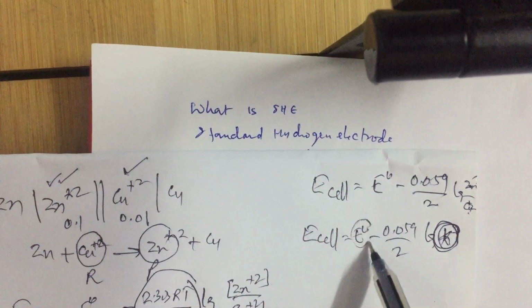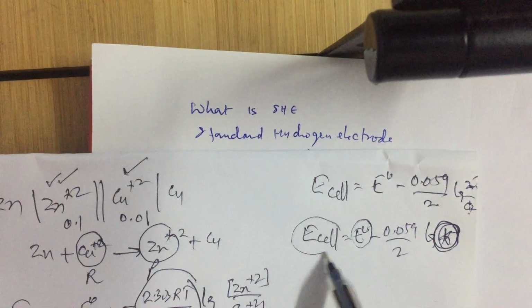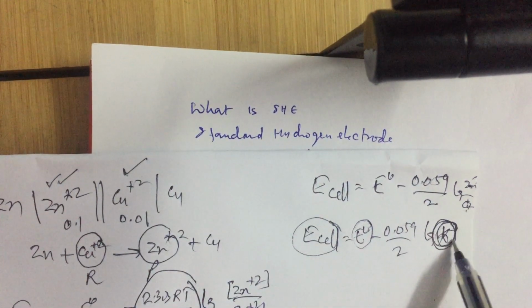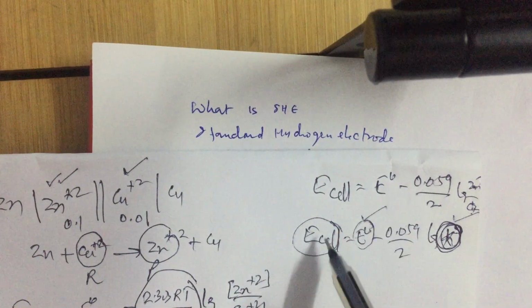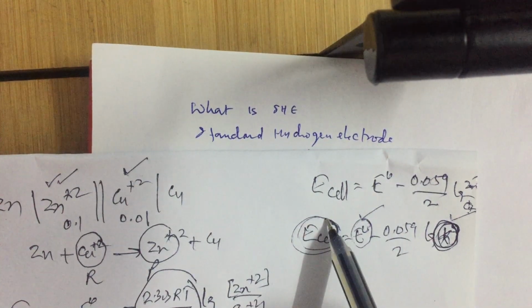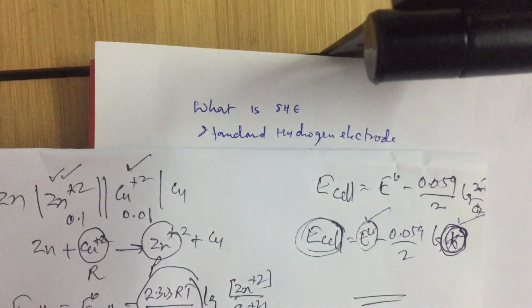So if you know the E0 cell value and E cell value, you can calculate the equilibrium constant. Or if you know the equilibrium constant and standard cell potential, you can calculate the cell potential under the given condition. That's all in this lecture. Thank you.